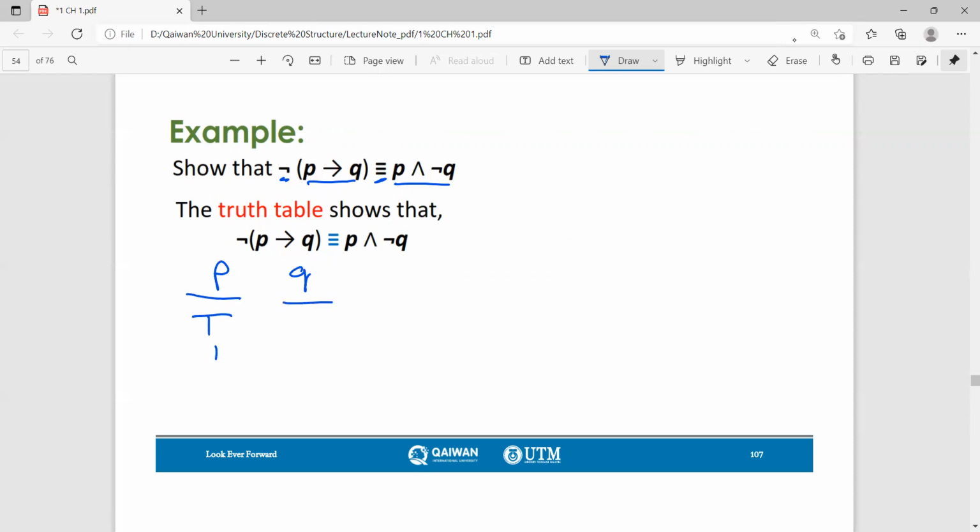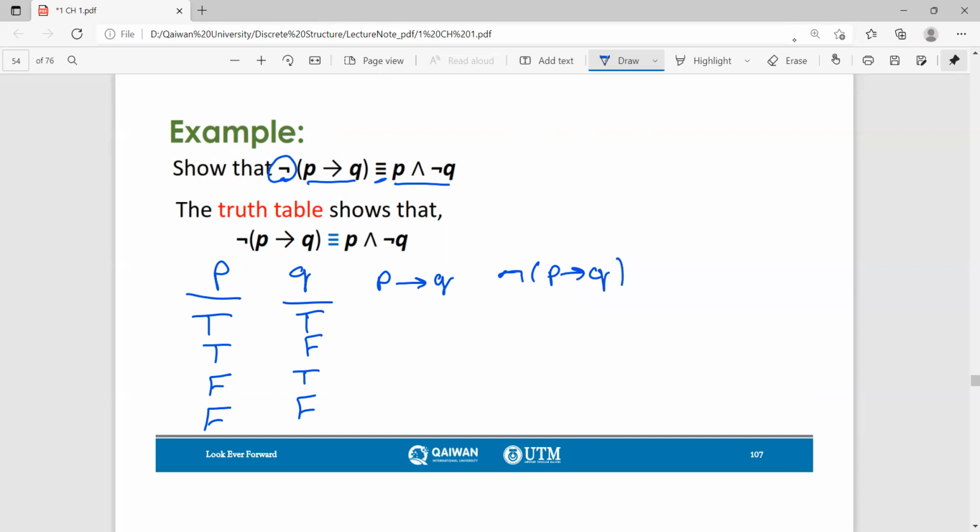P is true, true, false, false. Always write down P as the first column. Okay, the second column is Q. Then true, false, true, false. Okay, and also here we have P then Q, and we have also negation of this, which is negation of P then Q.